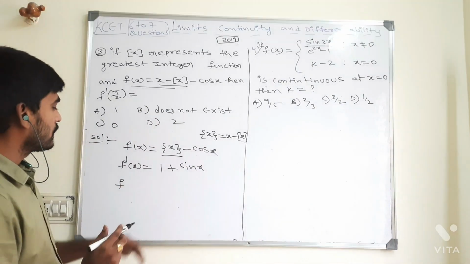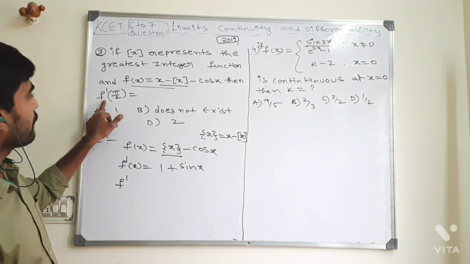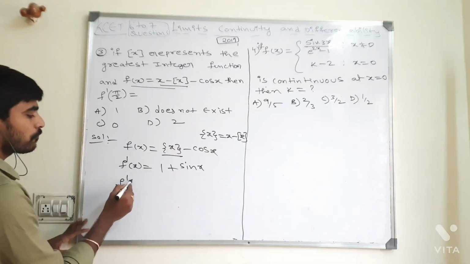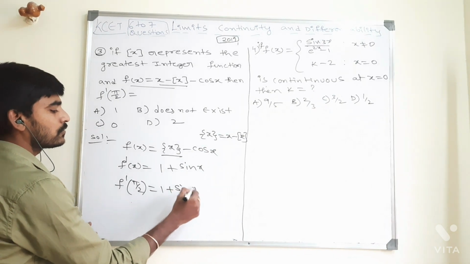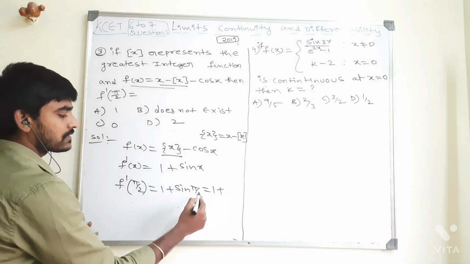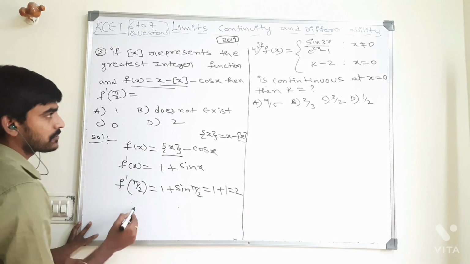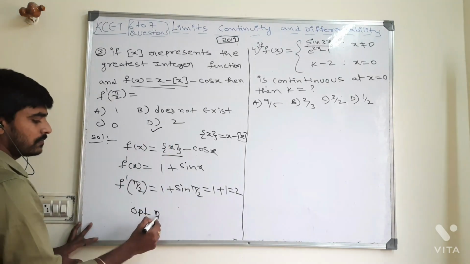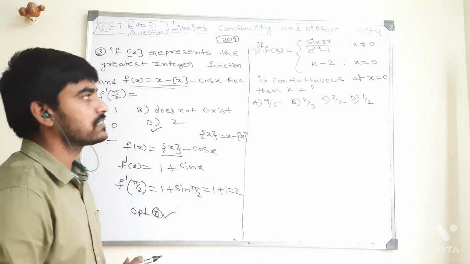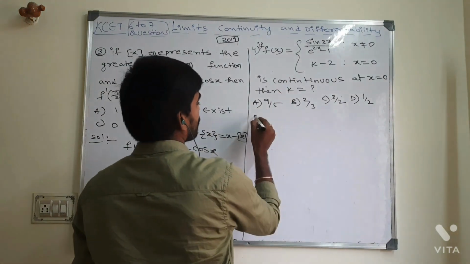Now let me see how to solve this. They are asking me to find f dash of pi by 2. What is f dash of pi by 2 here? 1 plus sin pi by 2. Sin pi by 2 is 1, so it is 2. Hmm, which option is correct then? Option B. That's it. See how easy? Next one.